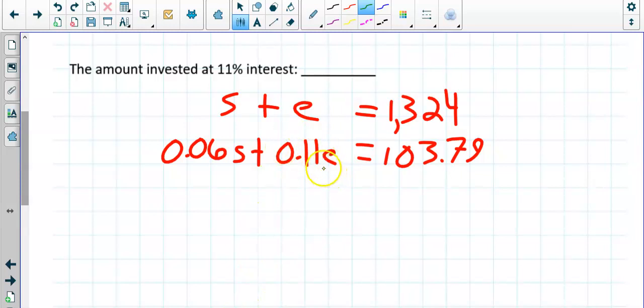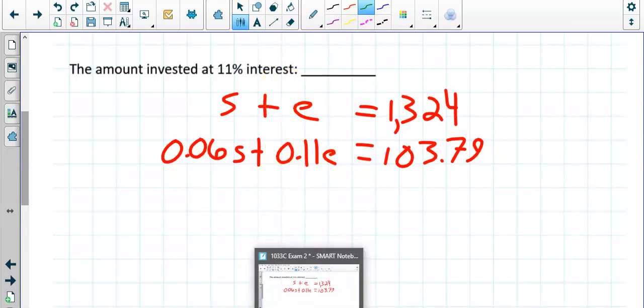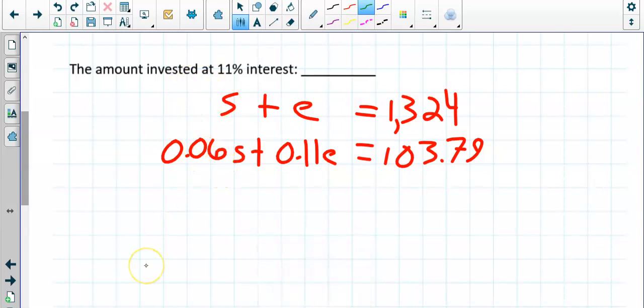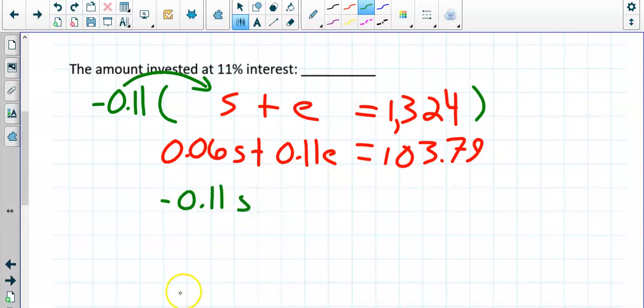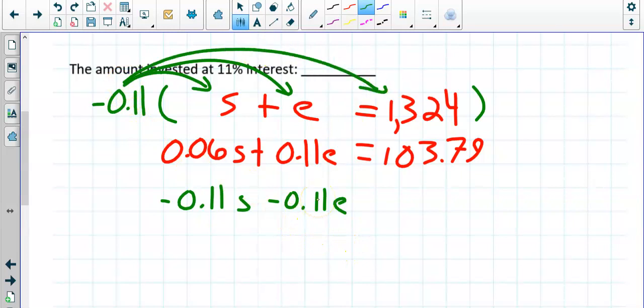But remember, I gave you kind of a secret the other time. If I want to get rid of E, all I've got to do is turn this into a negative 0.11. If I want to get rid of the S, I turn that into a negative 0.06. So elimination is pretty easy. Who did you say to get rid of? The E? All right, whatever you suggest. So we're going to multiply everybody by negative 0.11. What is negative 0.11 times S? Negative 0.11 S. We already know that the E term will be negative 0.11 E. And then what is negative 0.11 times 1,324?